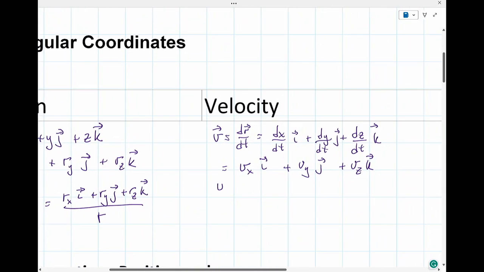I started to introduce a slightly new notation, that is the dot notation. So x dot in the i direction, y dot in the j direction, z dot in the k direction. And all that is d/dt of z, d/dt of y, and d/dt of x.